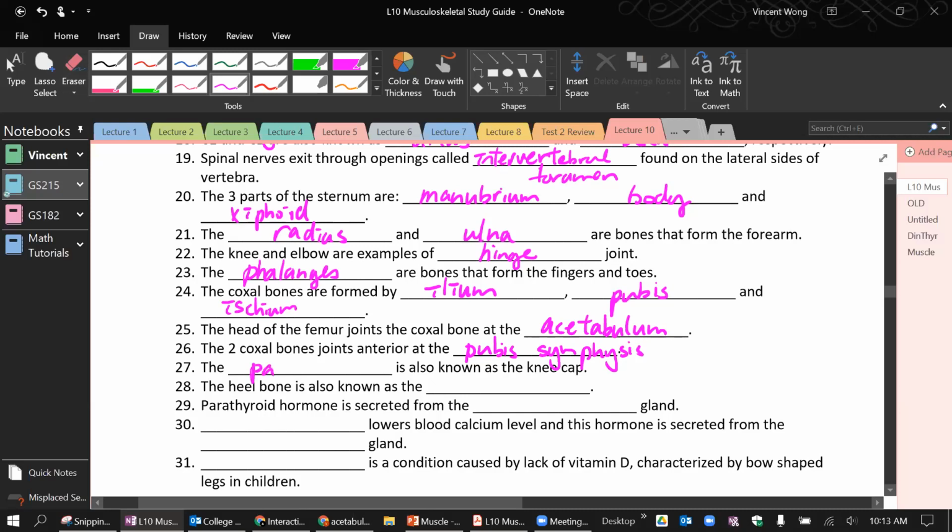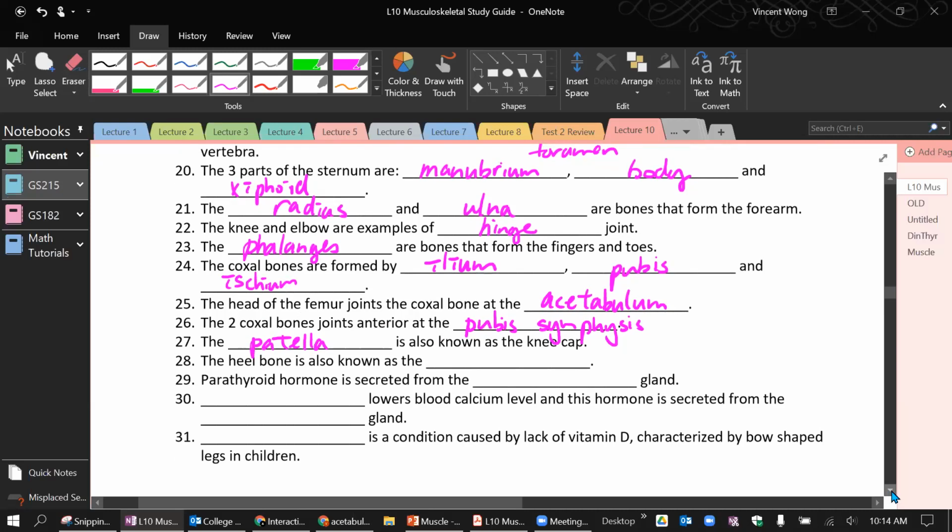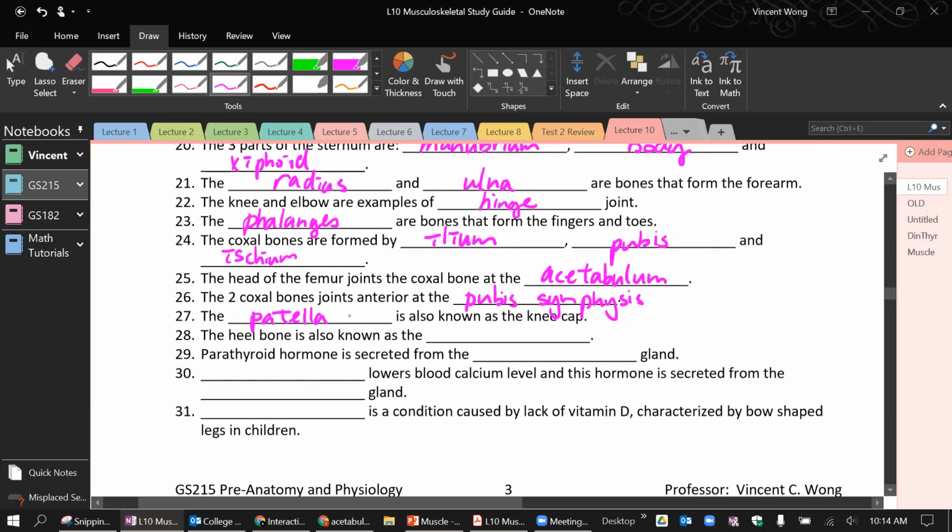The patella is also known as the kneecap. The heel bone is also known as calcaneus.